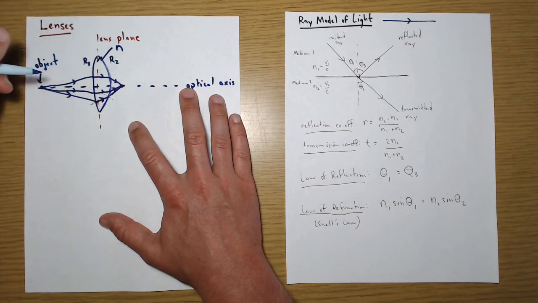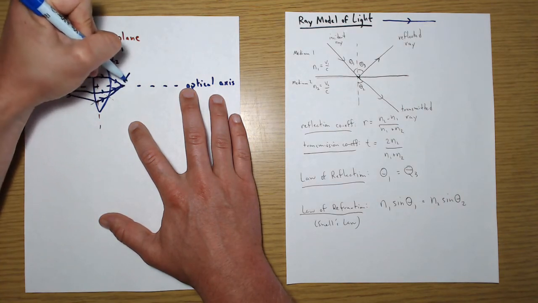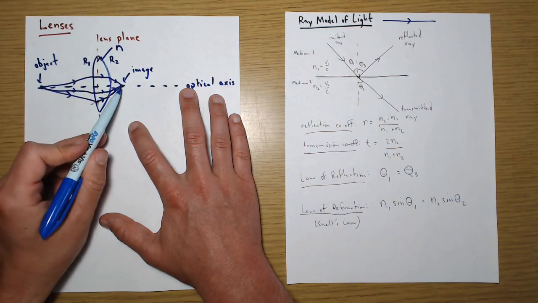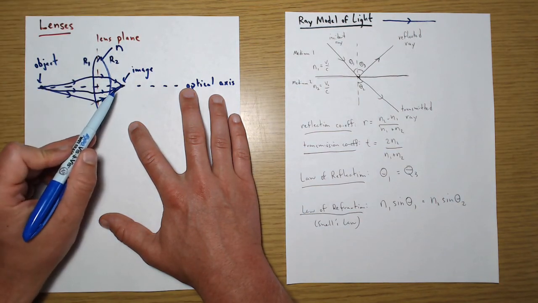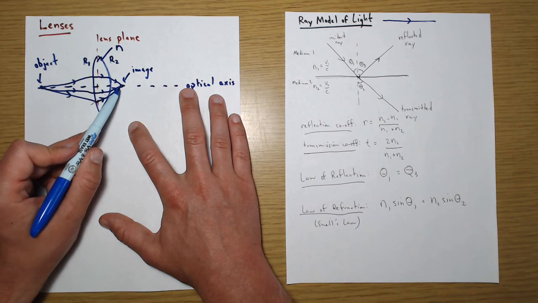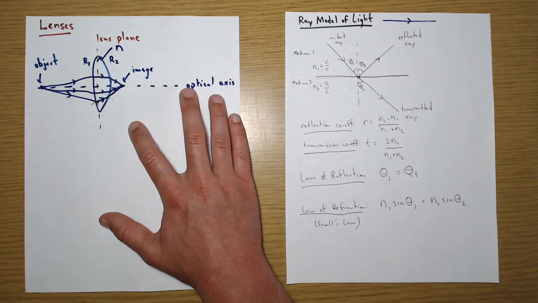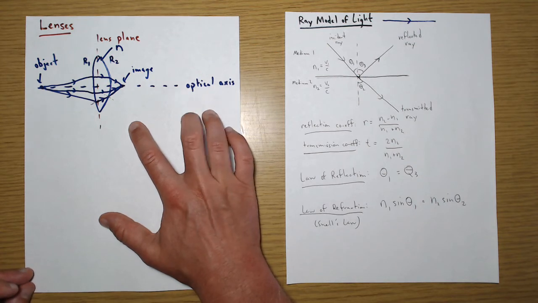Okay, so it turns out that if you do the analysis, we get on the other side all of these rays converging at some point. And this is called the image. Now, this is what a lens does. It focuses the light rays to a particular point.